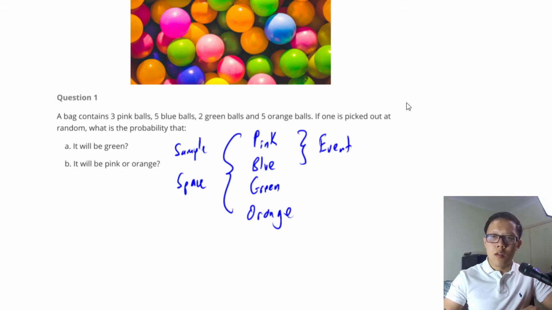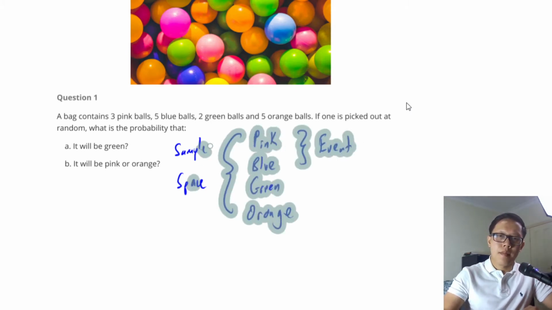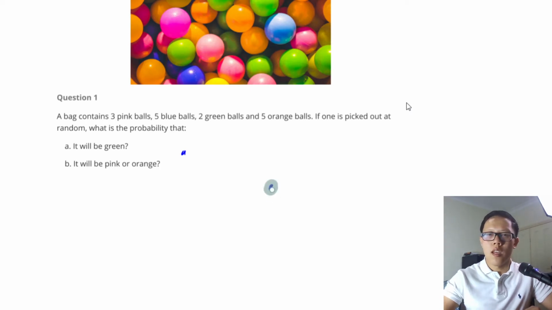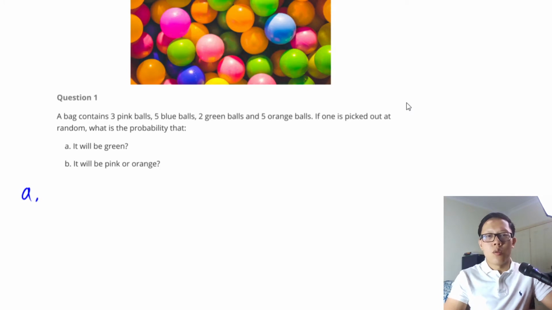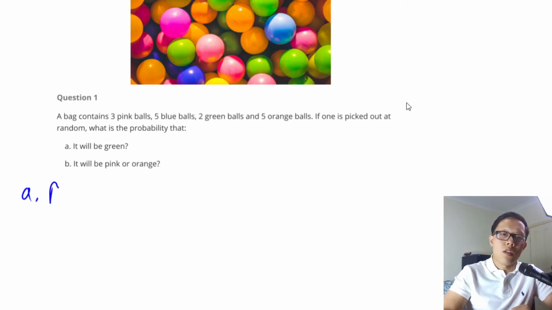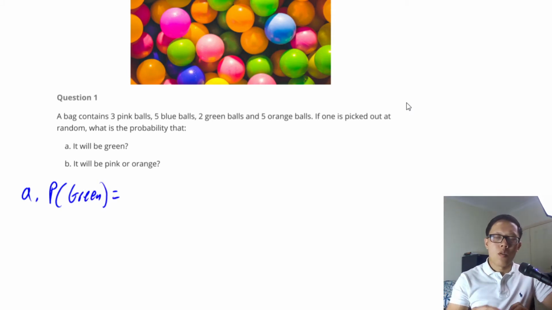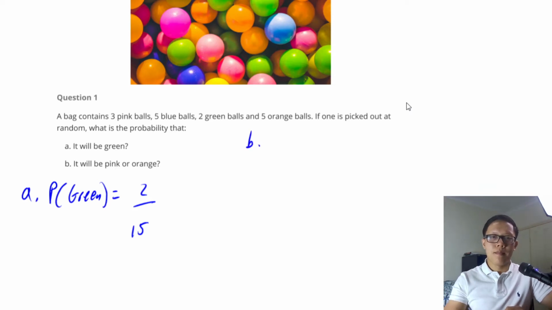Now let's jump into the question, after getting those definitions out of the way. Part A says, what is the probability that the single ball that we pick out is going to be green? So probability of green. Well, going back to that definition, number of desired outcomes over the number of total outcomes. So there are 2 green balls over 15 balls in total. So that's our probability.